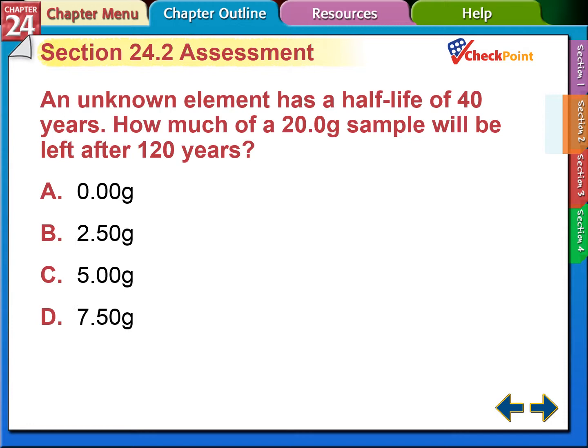So here is a sample problem. An unknown element has a half-life of 40 years. How much of a 20.0 gram sample will be left after 120 years?